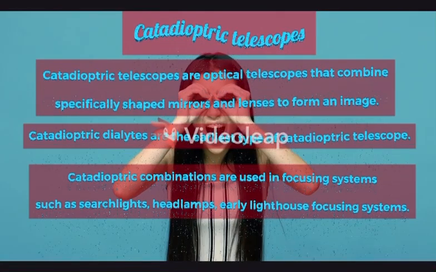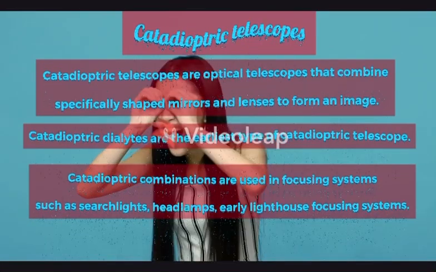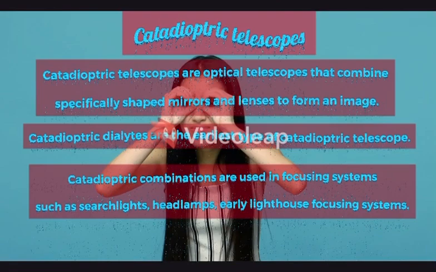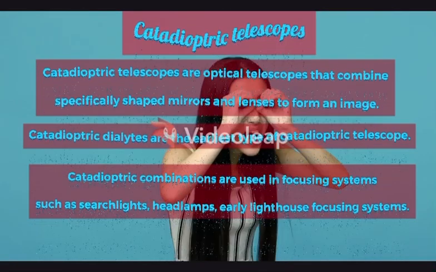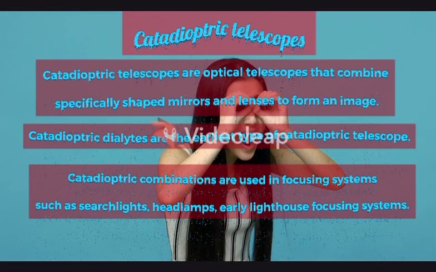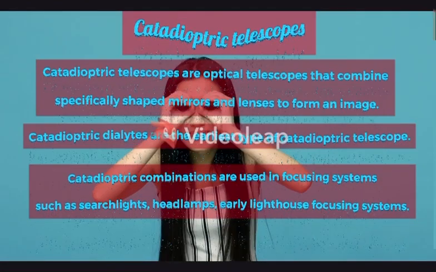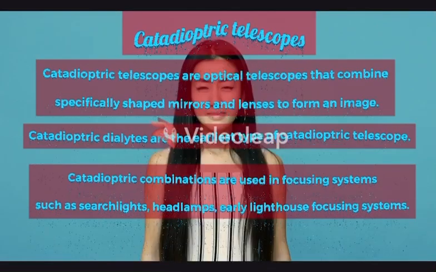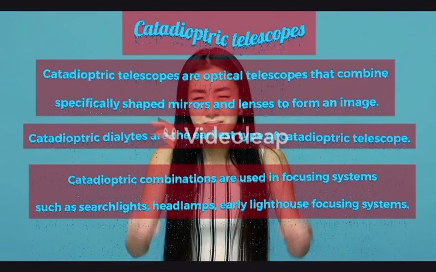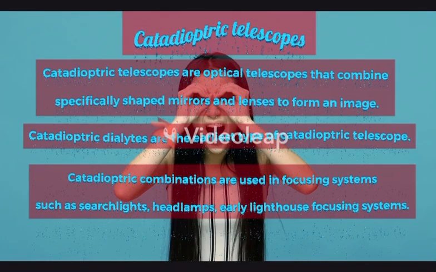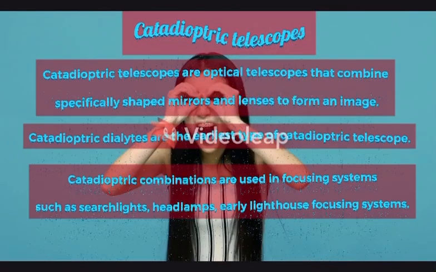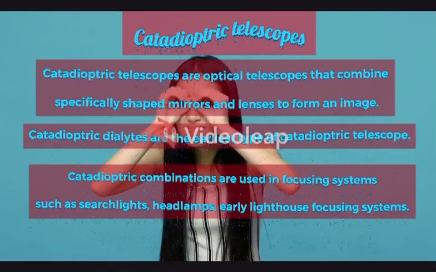Catadioptric dialytes are the earliest type of catadioptric telescope. They consist of a single element refracting telescope objective combined with a silver-backed negative lens. Catadioptric combinations are used in focusing systems such as searchlights, headlamps, early lighthouse focusing systems, and many more.